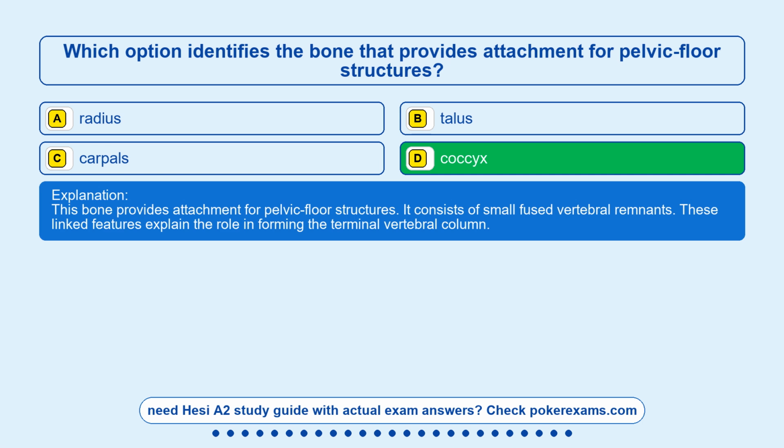This bone provides attachment for pelvic-floor structures. It consists of small fused vertebral remnants. These linked features explain the role in forming the terminal vertebral column.